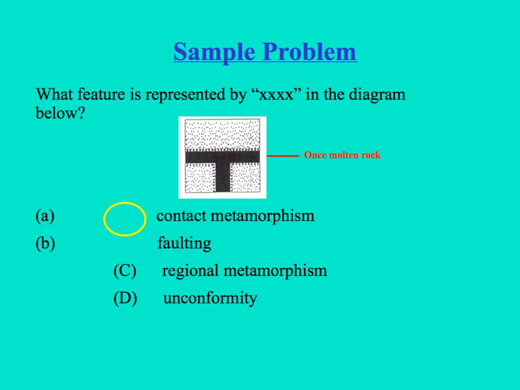Which feature is represented by X's in the diagram below? So if you were to look at these X's in the diagram below, we simply know that X's mean baking, which also means contact metamorphism. Just don't ever associate baking and X's with regional metamorphism. That would be a no-no.